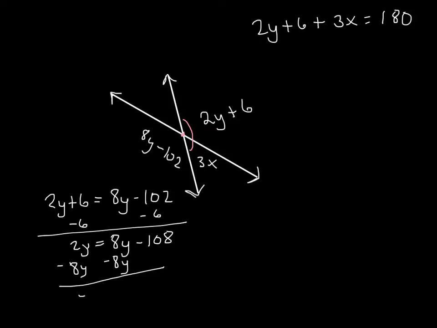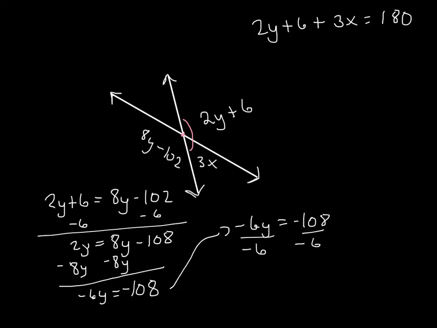And I get negative 6y is equal to, let me fix that real quick. Sometimes my pen's not all that responsive. The negative 6y is equal to negative 108. And I can finish that over here if you don't mind, running out of room. So negative 6y is equal to negative 108. You guys know what to do. Divide by negative 6. Not 6, but negative 6.